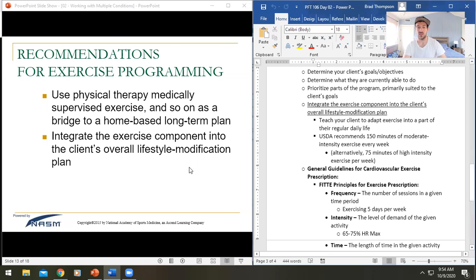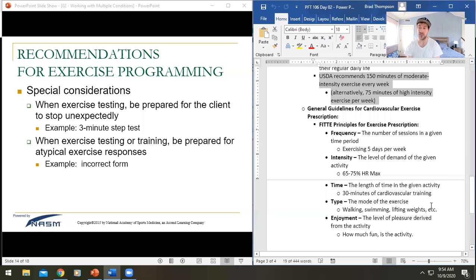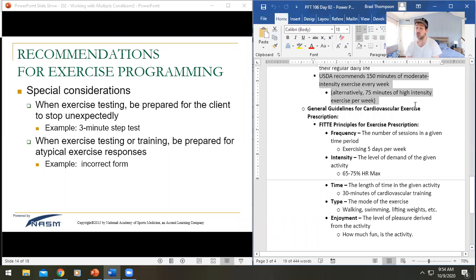So I've spent a lot of time today talking about incorporating exercise into your general lifestyle. What we are looking for, according to the CDC and the USDA, is about 150 minutes of moderate intensity exercise per week, right? That's sort of the general recommendation. Alternatively, you can also look for about 75 minutes of high intensity exercise per week. So these are both questions on your test, by the way.